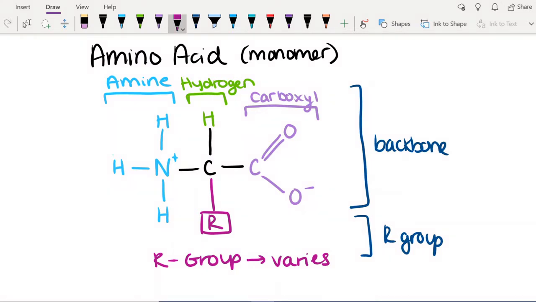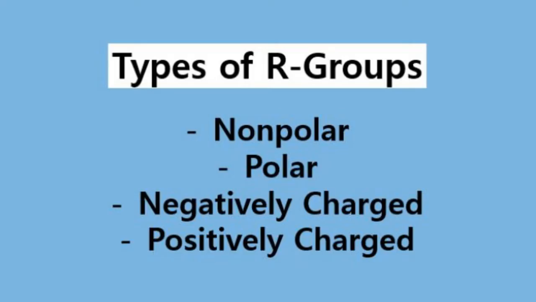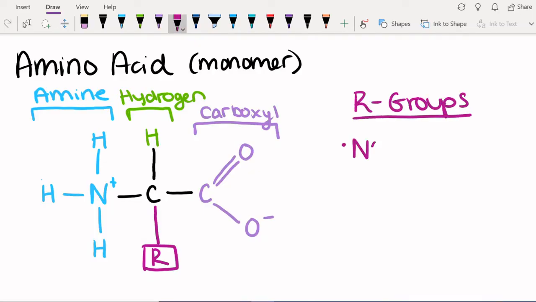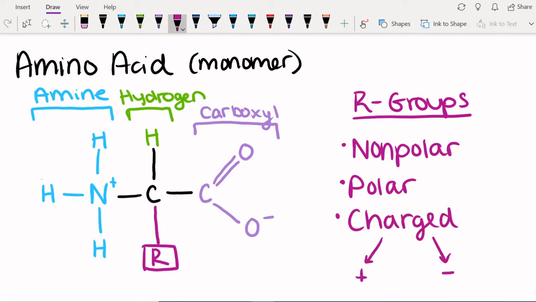Amino acids also have an R group. Each amino acid has a different R group. R groups can be nonpolar, polar, positively charged, or negatively charged. The chemical properties of the R group determine how the amino acid interacts with other amino acids, but more on that later.